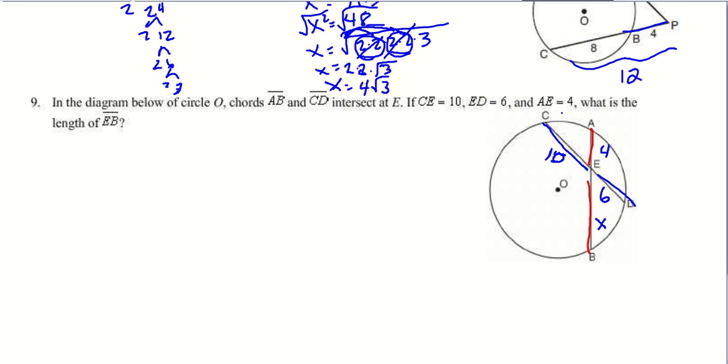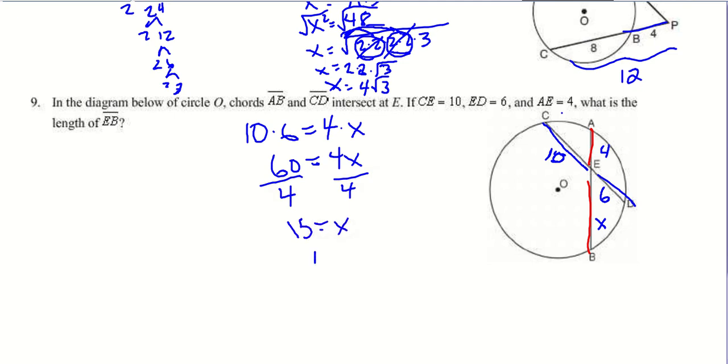So part times part. So we're going to do CE, which is 10, times ED, which is 6, equals 4 times X. So 60 equals 4X. And then divide by 4 to get 15. And so EB is equal to 15. And there we go.